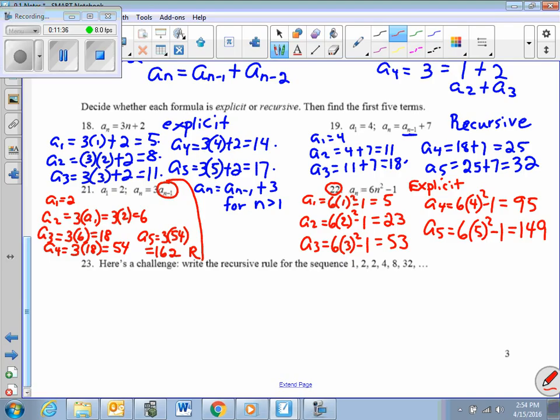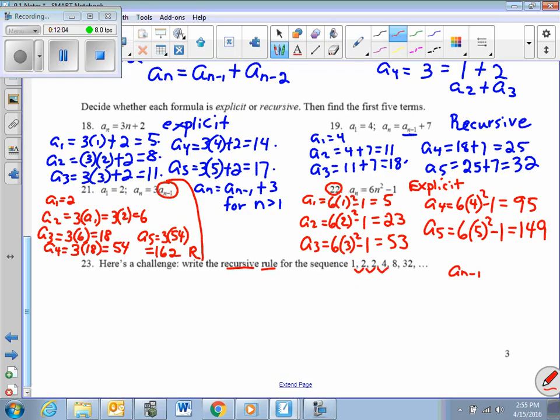Oop. There's the bell. All right, so we got a challenge here. Write the recursive rule. So I'm definitely going to have an a sub n minus 1 in here somewhere. You're always going to have that if you're writing a recursive rule. And let's see what's happening between all these terms, from the previous term to the next.